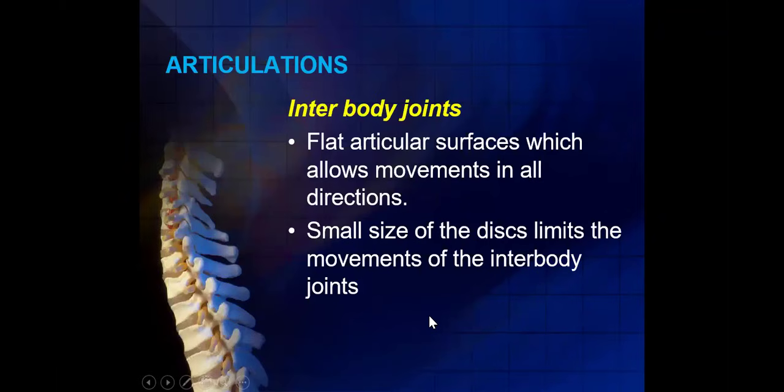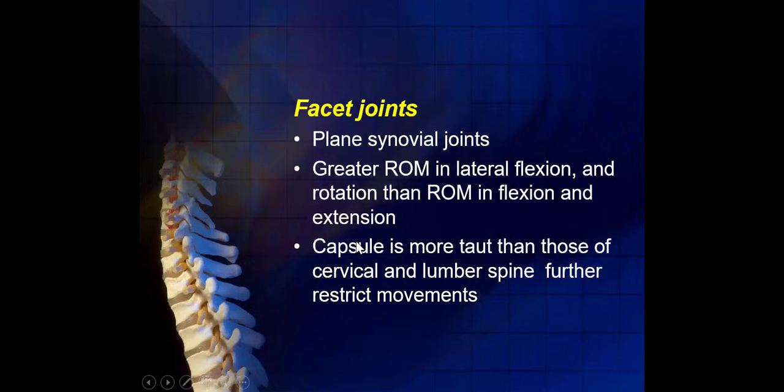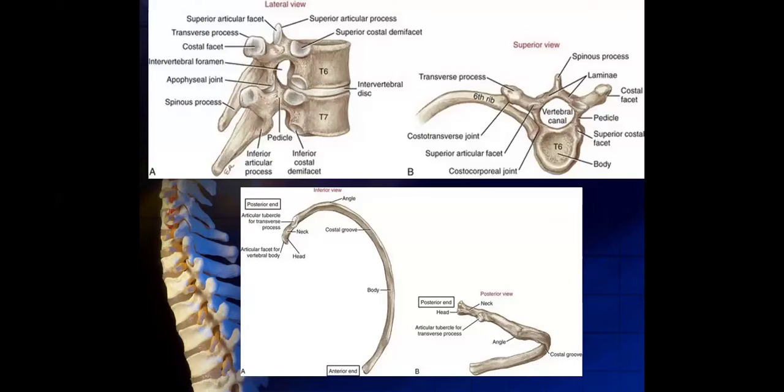The joints of the thoracic spine: the interbody joint has a flat articular surface which allows movement in all directions. The small size of the disc limits the movement of the interbody joint. The facet joint, also known as the zygapophyseal joint, is a plane synovial joint and the only synovial joint of the spine. There is greater range of motion in lateral flexion and rotation than in flexion and extension. The capsule is more taut than those of the cervical and lumbar spine, which further restricts movement, and that is the reason why the range of motion here is less than the cervical and lumbar.